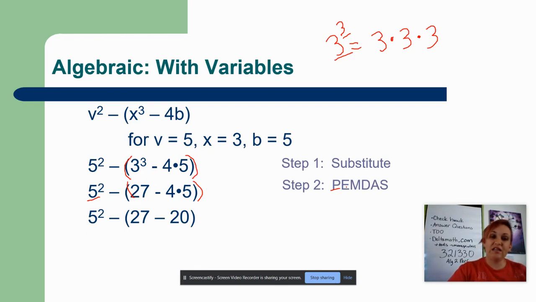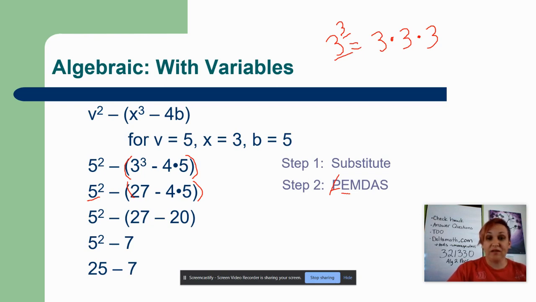Finally, again, we need to get that number inside the parentheses down to a single number. So I need to do that one last math operation inside the parentheses. 27 minus 20 is 7. Now that I have a single number in there, I don't need the parentheses anymore. And now that I have a single number in my parentheses, I can say that I'm done with the P from PEMDAS, and now I can move on to the letter E. And now I can do that exponent of 5 squared. 5 squared means 5 times 5.